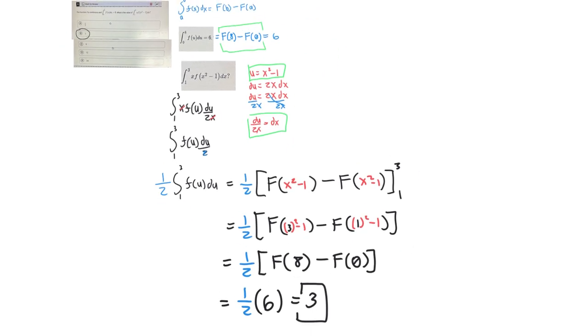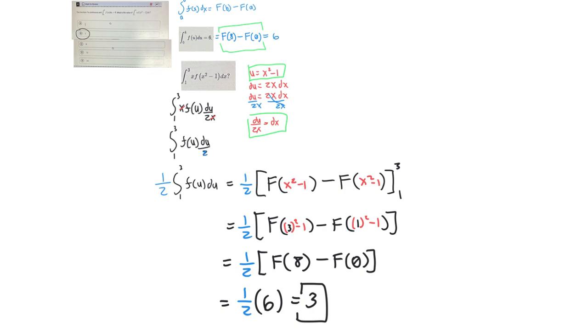I think the key insightful moment was this, where we realized it's going to be big F of u. Big F minus big F of u with these as the limits of integration, but then when you plug it in, it's really x squared minus 1, so we have to do that.